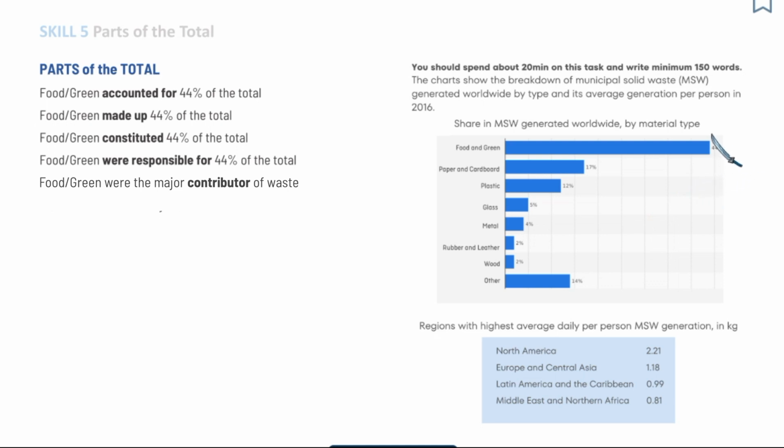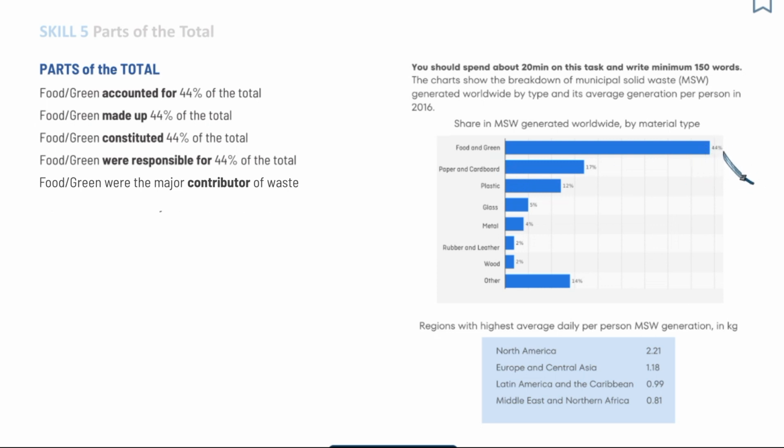As you can see, the leading contributor is food and green. Food is like leftovers, something that we haven't eaten that we are getting rid of. And green is, for example, branches of trees or flowers. That would be green. So food and green is 44%.